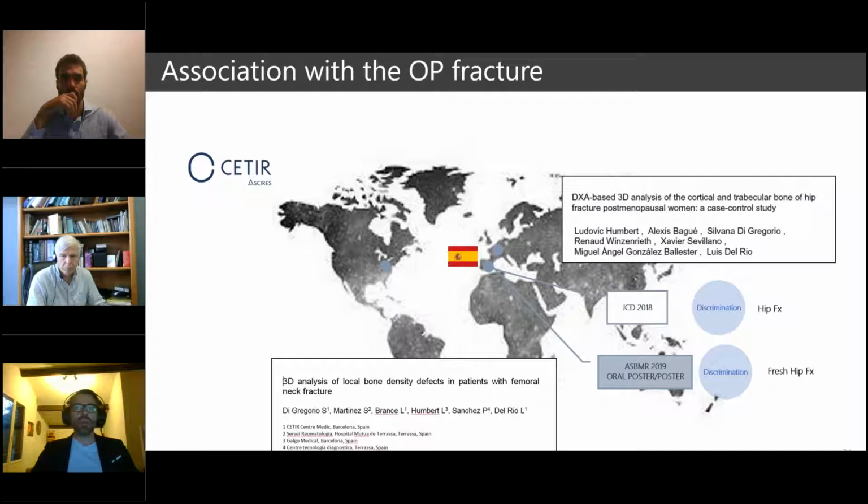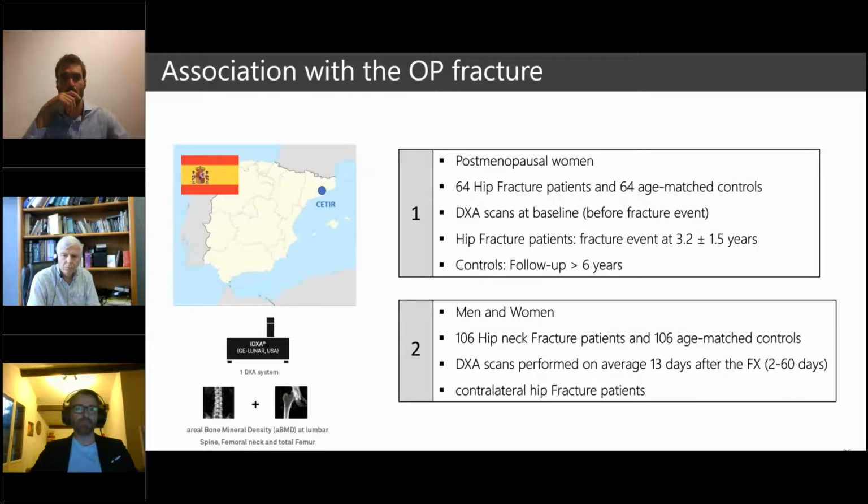Regarding the fracture discrimination ability, I will present 2 studies on hip fracture discrimination from the same center, which is in Barcelona. In these 2 studies, we have included only women for the first one, and men and women in the second one. We have subjects with hip fracture, and we have an age-matched control group in both studies. And for the second study, we have fractures at the neck only.